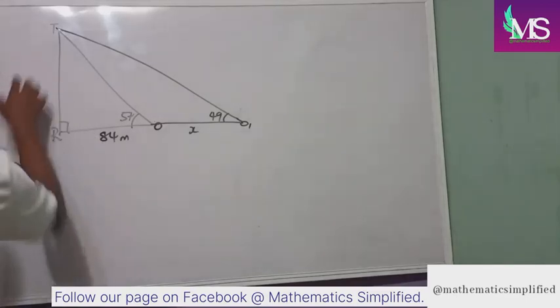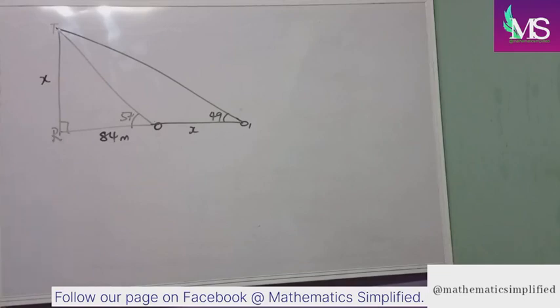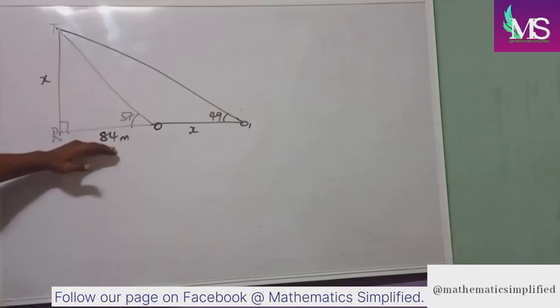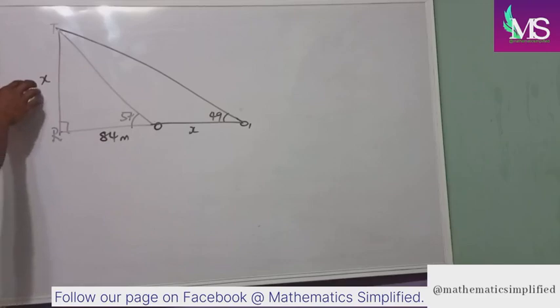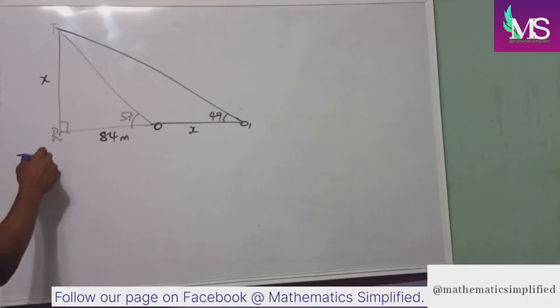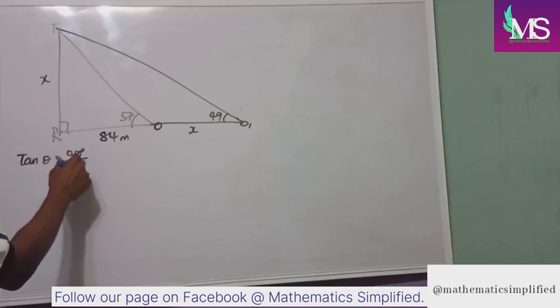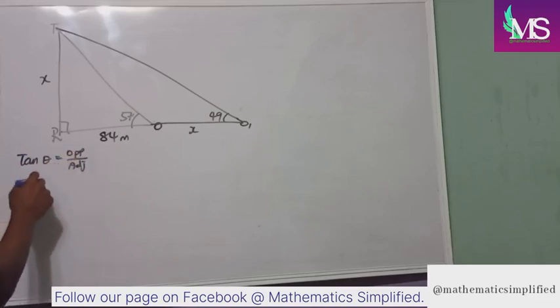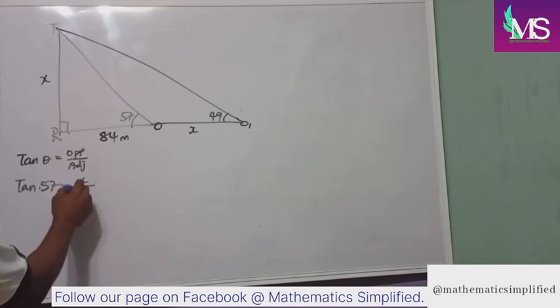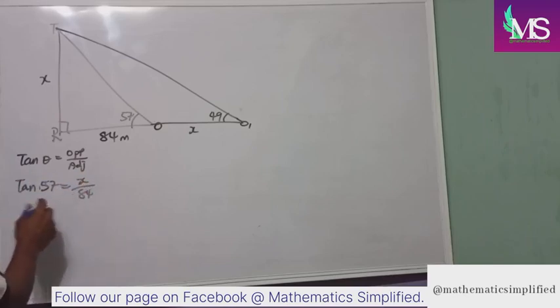Okay, now first of all, let's calculate the height of the tower. Since we are looking for x, which is the height of the tower, this is our opposite, hypotenuse, and adjacent. So since we have opposite and adjacent, we are going to use tan. Tan theta equals opposite over adjacent. So this becomes tan 57 equals x over 84. So x equals tan 57 times 84. 84 tan 57.